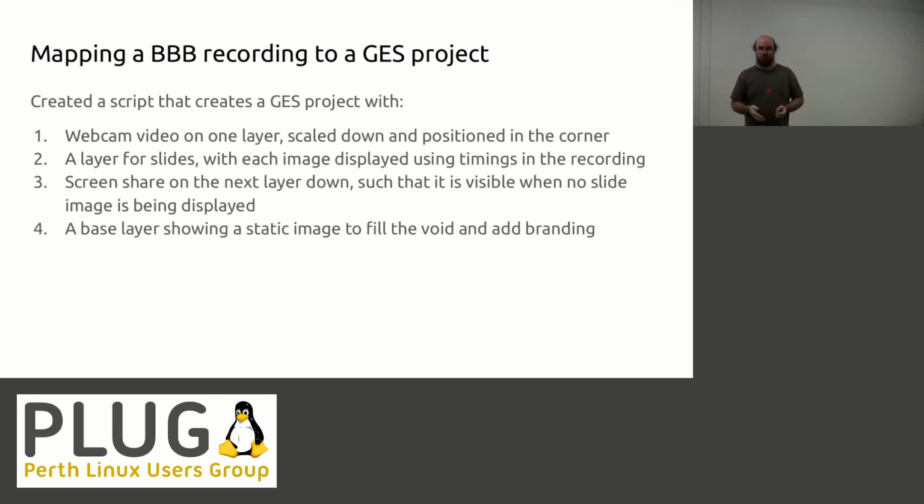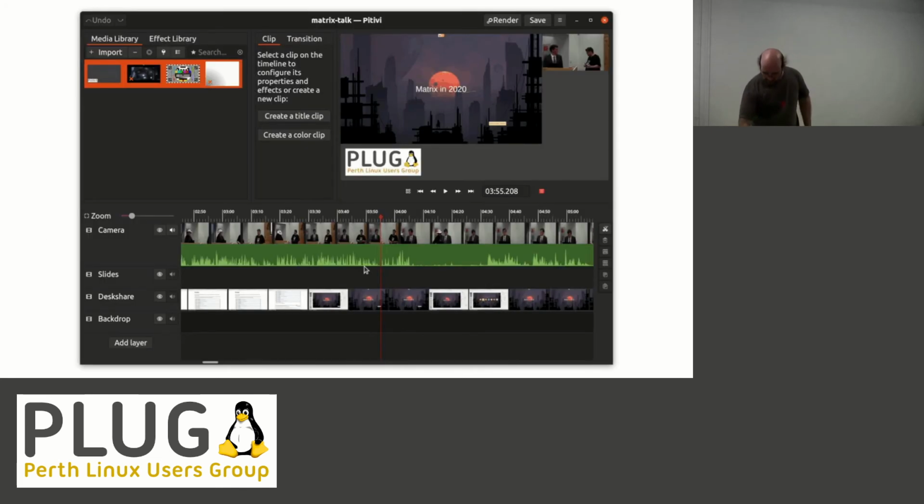And then I added one last layer, which is just a static image with the plug logo, so it didn't look like a blank black void. Yeah, so that's the screenshot I was trying to think of. This is what PTV looks like after loading a video of Michael's Matrix talk, which he gave a couple of months ago.